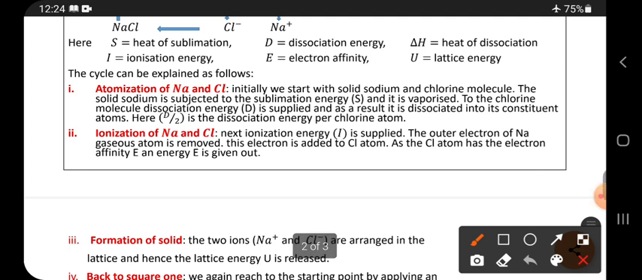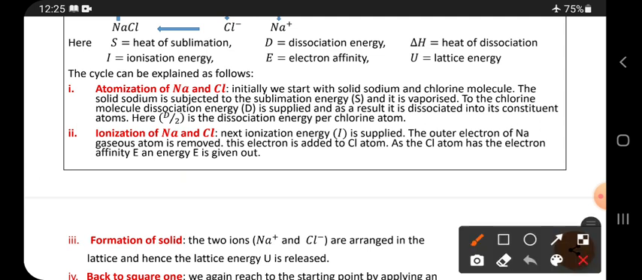Next, atomization of sodium and chlorine. Atomization means changing them into atomic state. Initially, we start with solid sodium and a chlorine molecule. The solid sodium is subjected to the sublimation energy. Subjected means undergoes. Sublimation means the solid is directly converted into gaseous state. The amount of energy required to change the solid into gaseous state is called heat of sublimation.